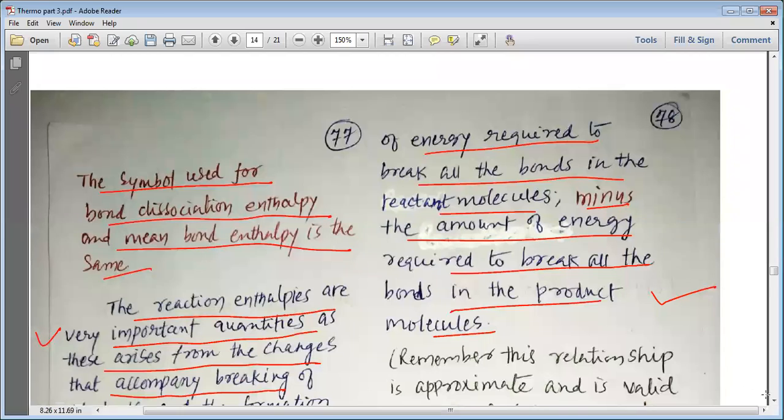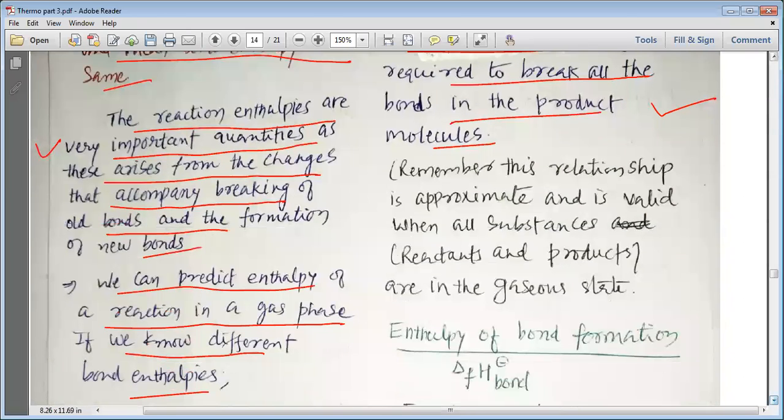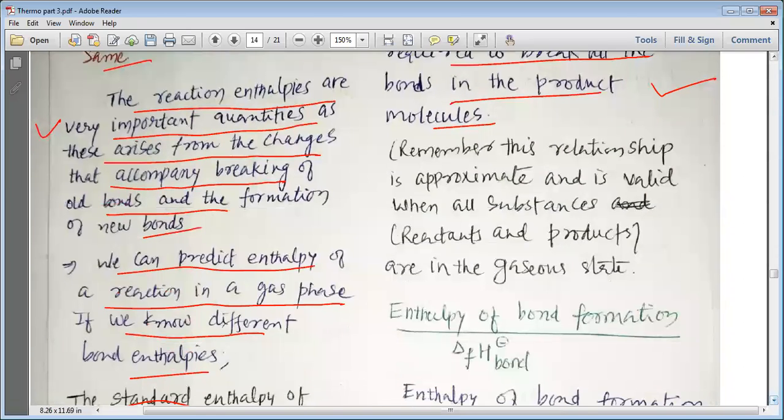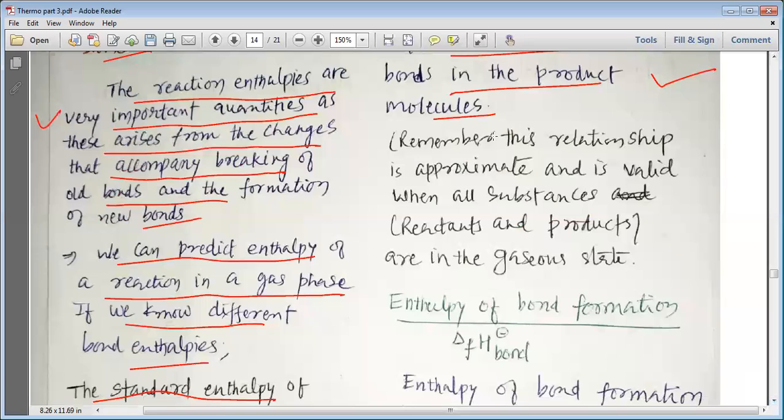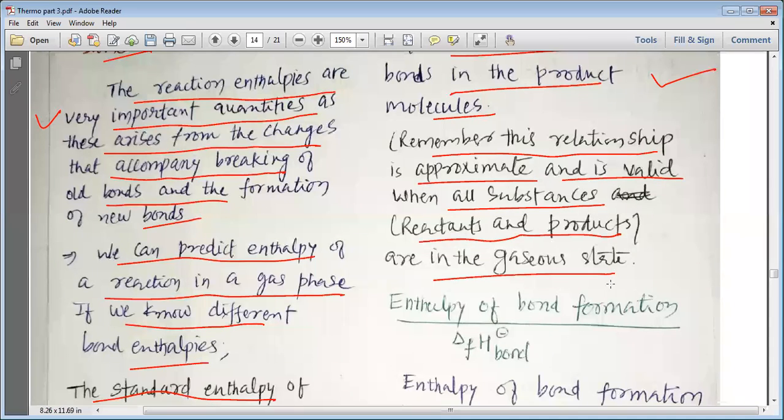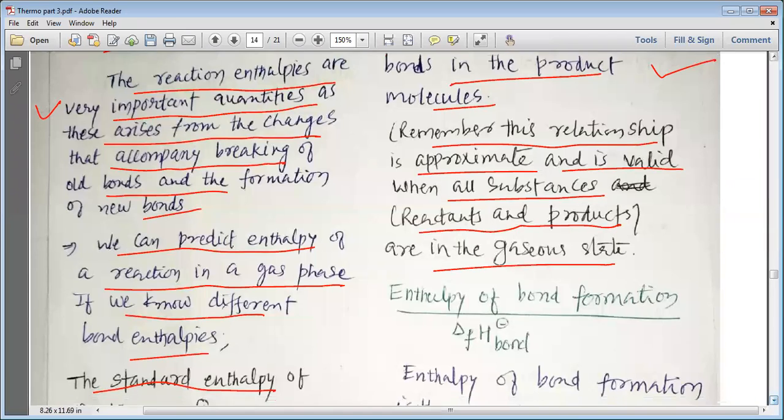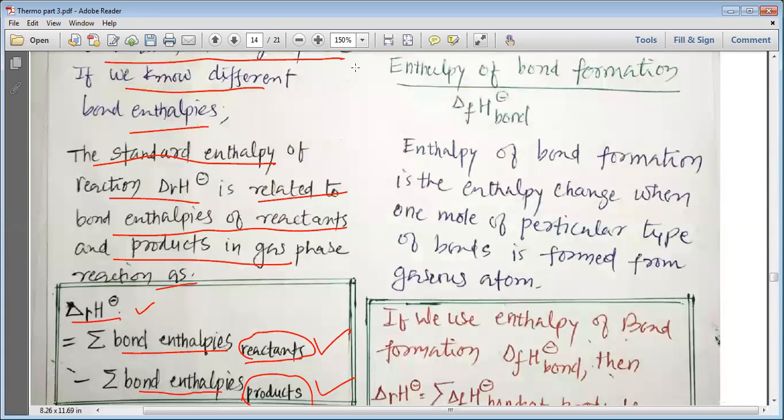Remember, this is the formula we are going to use when we have the values given in the form of the bond enthalpy, but not in the form of the enthalpy of formation. Remember, this relationship is approximate and is valid when all the substances that are reactants and products are in the gaseous state. Now we want to study the enthalpy of bond formation.